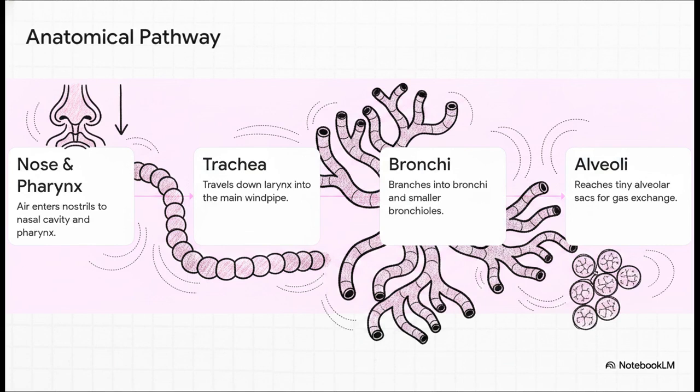So, the air you just breathed in embarks on an incredible anatomical journey. It travels from your nostrils, down your pharynx and larynx, into the main windpipe, or trachea. From there, it branches out into the bronchi and smaller bronchioles inside the lungs until it finally reaches the tiny, balloon-like alveolar sacs. And that, my friends, is where the actual gas exchange happens.